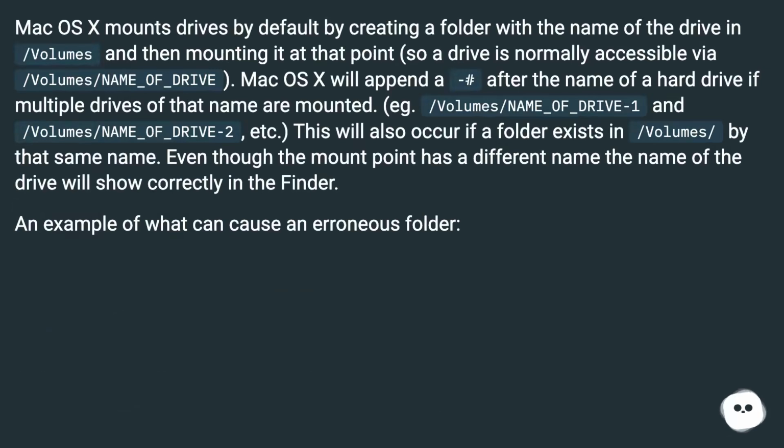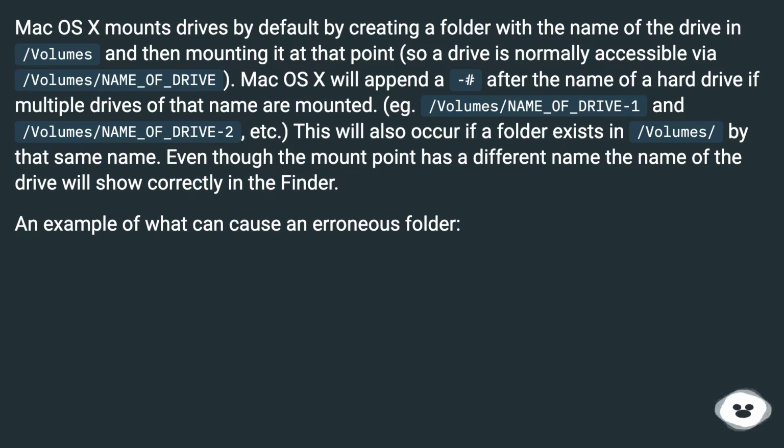Mac OS X mounts drives by default by creating a folder with the name of the drive in /Volumes and then mounting it at that point, so a drive is normally accessible via /Volumes/name_of_drive. Mac OS X will append a number after the name of a hard drive if multiple drives of that name are mounted, e.g., /Volumes/name_of_drive 1 and /Volumes/name_of_drive 2, etc. This will also occur if a folder exists in /Volumes/ by that same name. Even though the mount point has a different name, the name of the drive will show correctly in the Finder.